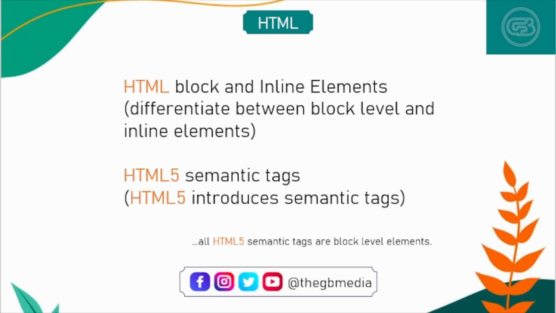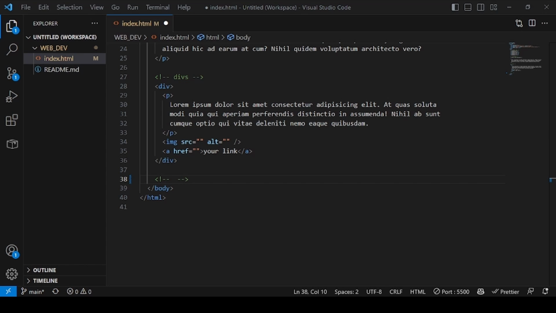Let's look at examples. Now, for block level elements, examples are paragraphs, divs, and all HTML5 semantic tags. We'll get to that shortly. And for inline elements, we have things like anchor tag, images, and some other stuff. So let's head over to our VS Code and let's look at these things real quick. Now on VS Code, I will do something like this.